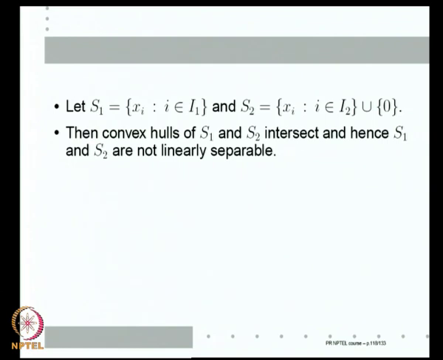Right? Because the convex cells of S1 and S2 intersect, S1 and S2 are not linearly separable, right. This shows S is not shattered. So, what have we shown now? This completes the proof of the theorem.